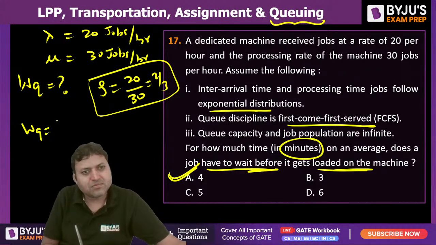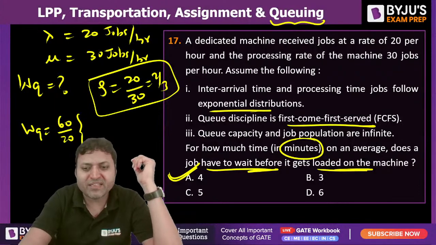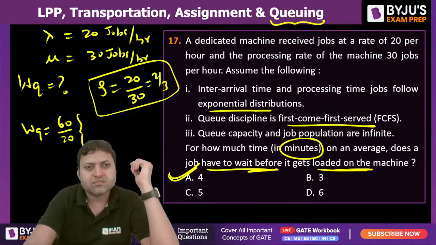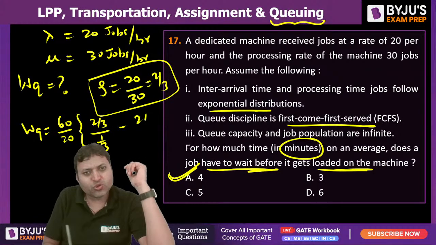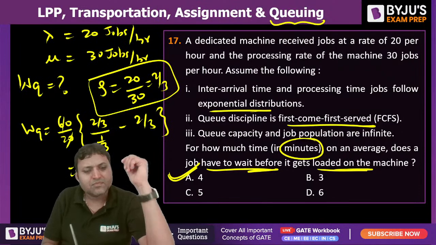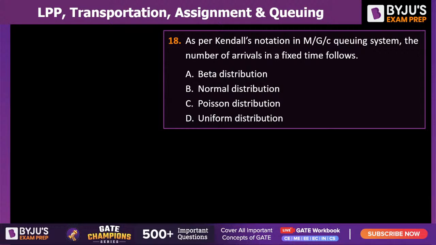1 upon lambda, that is 3 by 20, then rho upon 1 minus rho. Rho is 2 by 3, so 2 by 3 upon 1 minus 2 by 3. Right? 4 minutes. What about question number 18?